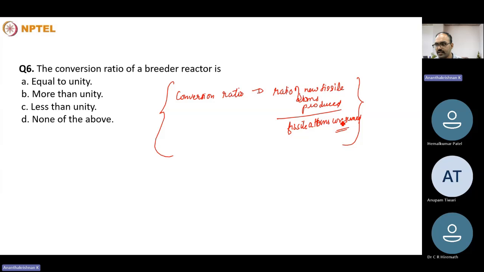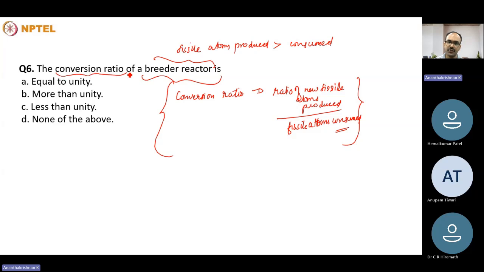A breeder reactor is a nuclear reactor that generates more fissile material than it consumes. The ratio of the fissile material produced should be greater than that consumed. So this breeder reactor is the one where the fissile atoms produced will be greater than those consumed. That's why it's called a breeder reactor.